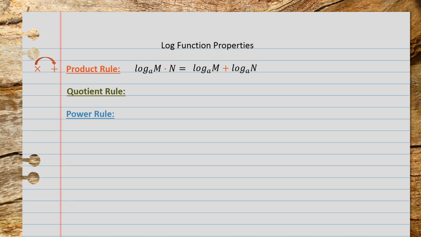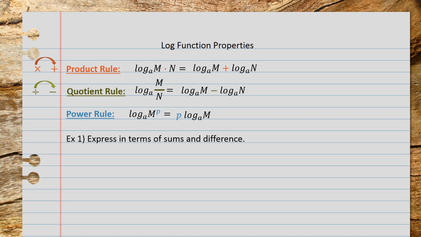The quotient rule states log base a of m over n is the same thing as log base a of m minus log base a of n. Again, that means if you have the quotient, which means division, it can be rewritten in terms of subtraction. The power rule states if you have log base a of m raised to a power of p, it can be rewritten as p times log base a of m. The power becomes the coefficient.